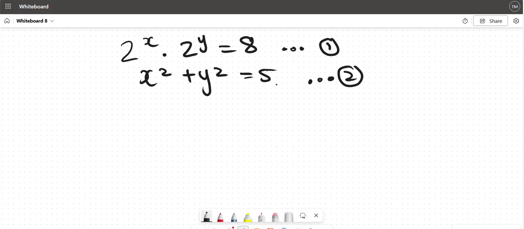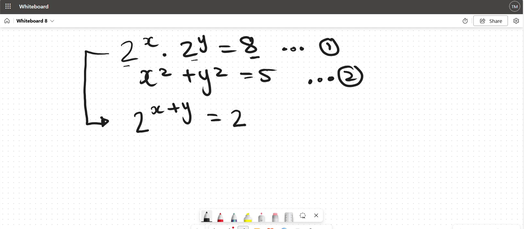What we need to first do is take equation 1 and work with it for a bit. Rearrange it for a bit. What do I mean? So these are bases of 2 that are multiplying. And what do we do with that? We add the exponents. So I'm going to add the exponent on that side. The 8, I'm going to change it to be a base of 2. A base of 2 to the power of 3 gives me an 8.